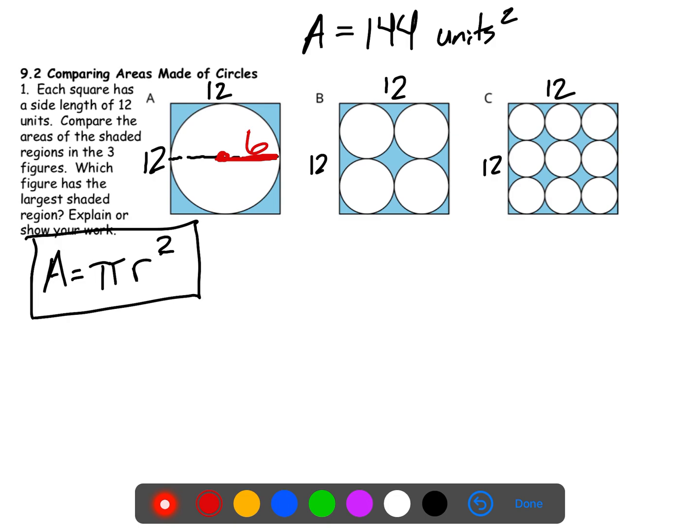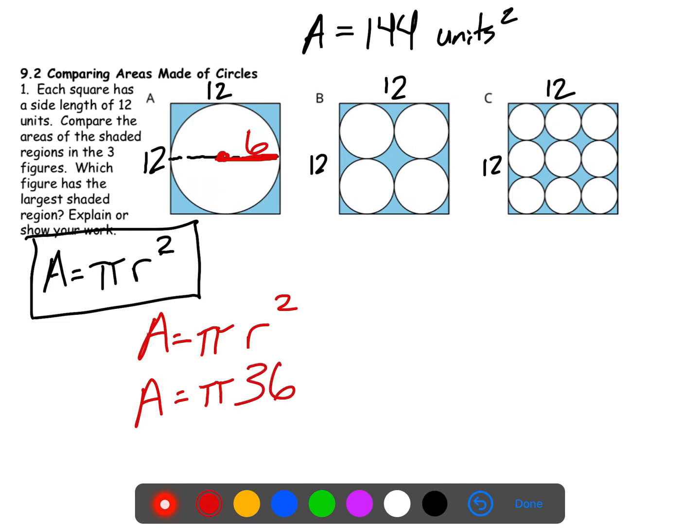Now we need to square that. So we're going to multiply pi by the squared radius. If the radius is 6, then we're going to multiply pi by 6 times 6. So I could write that out, or I could just simplify that to 36, because 6 times 6 is 36.